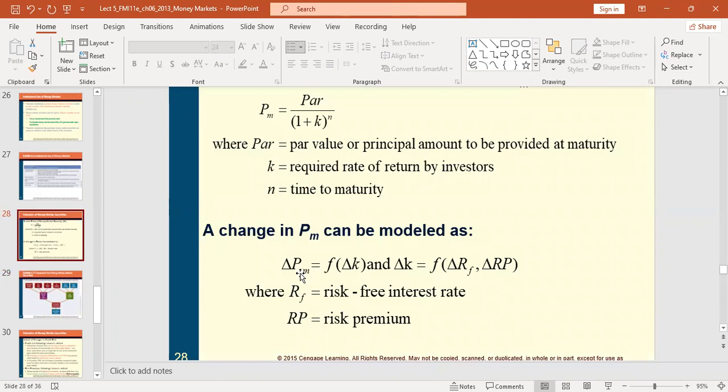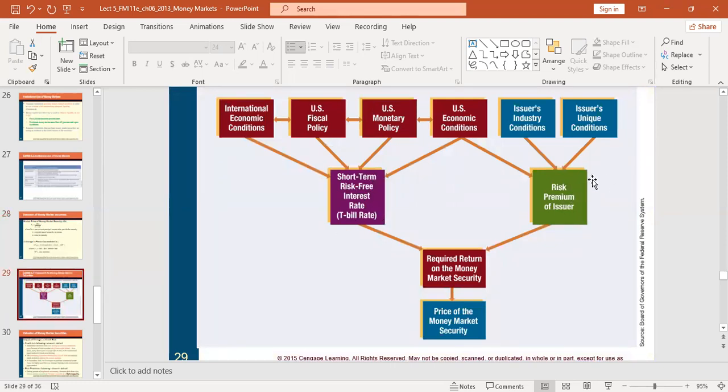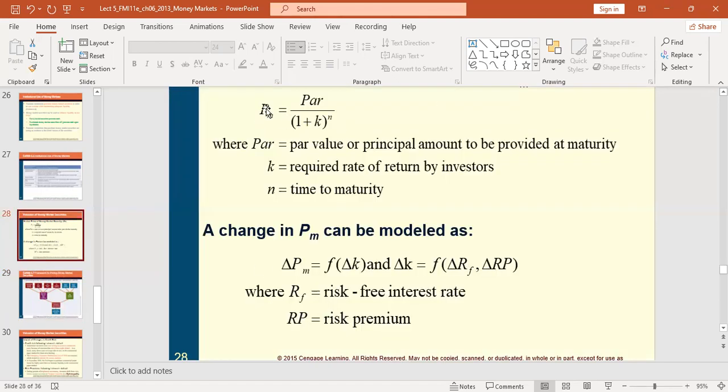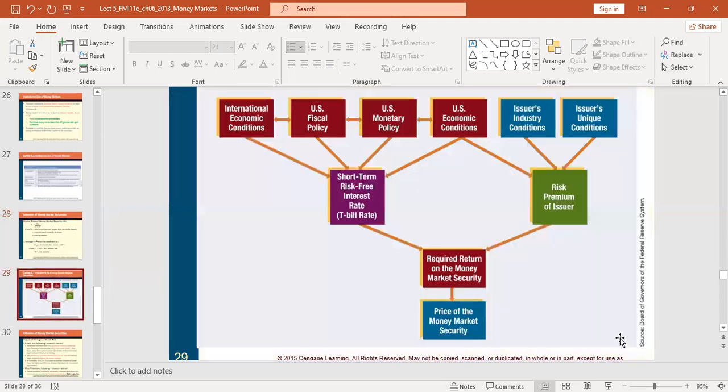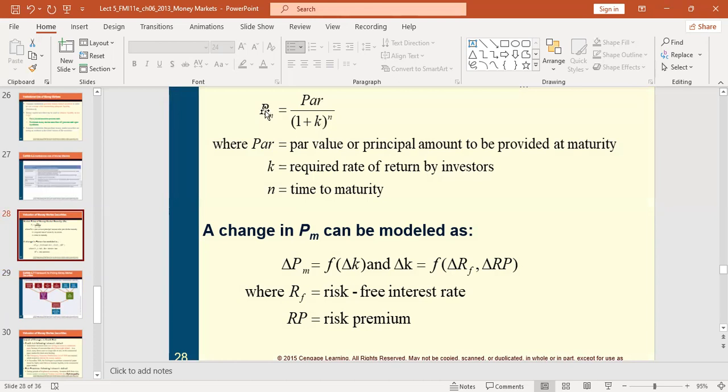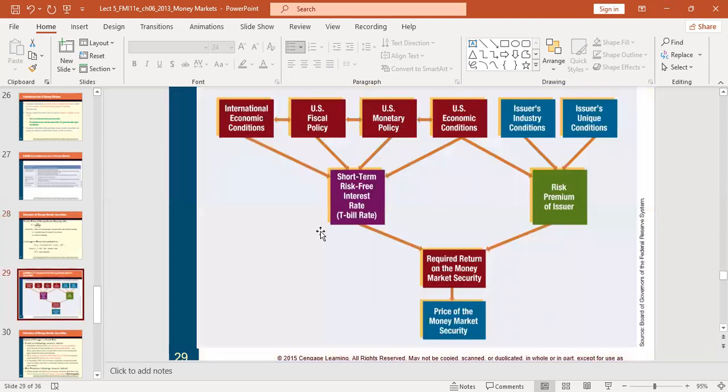You can see the change in the price of the money market security depends on changes in the required rate of return. The required rate of return is affected by the risk-free rate and also changes in the risk premium. Changes in the risk-free rate and changes in the risk premium affect the required rate of return. Now, the required rate of return affects the price of the money market security. If the required rate of return is high, the price of the money market security will be lower. If the required rate of return is low, the price will be high. So this is what this diagram is saying.